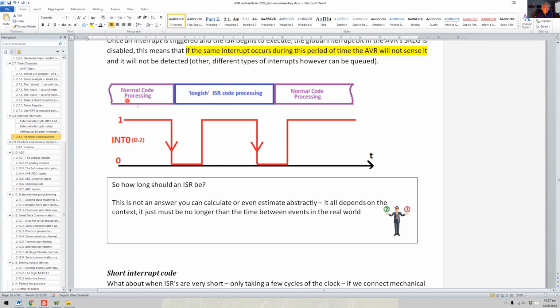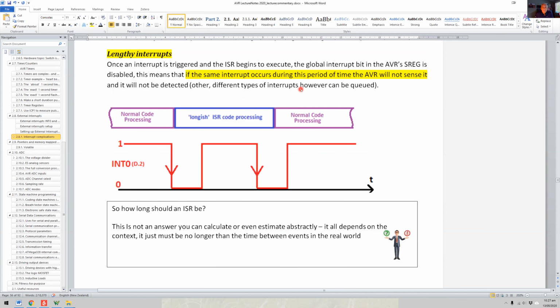The first thing I want to do is just cover again what an interrupt does. So we've got our normal code processing. When we get our interrupt, we enter into the interrupt service routine and we carry out the code in that routine, and then we go on to do our normal code processing again. Okay, so in this situation, I'm going to look at the fact that maybe this interrupt service routine is taking a relatively long period of time. Let's have a look at what happens.